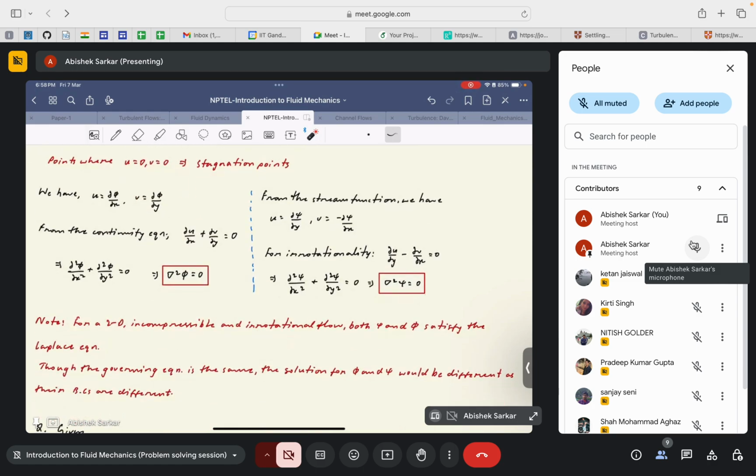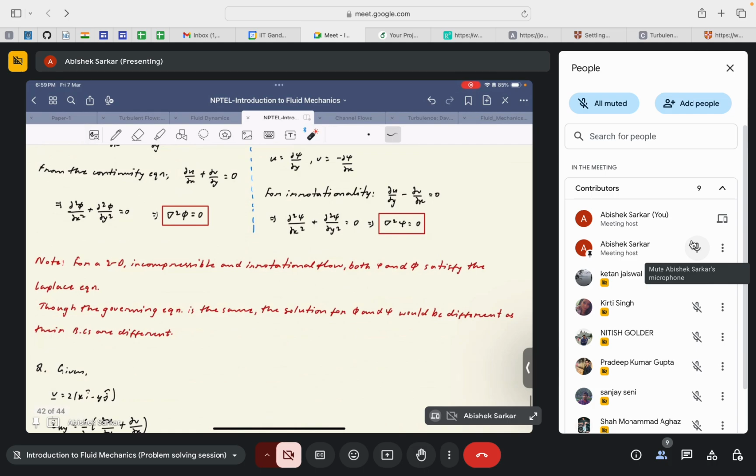So for a 2D incompressible irrotational flow, the velocity potential as well as the stream function satisfy the Laplace equation. This is important because the solution of the Laplace equation is a very standard solution, which can be easily found in different texts. In these cases, both ψ and φ are known as harmonic functions. But the functional form of ψ and φ will be different even if the governing equations are the same, because the boundary conditions corresponding to ψ and φ would be different.